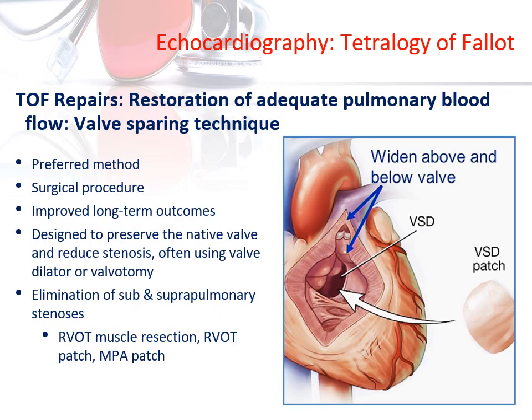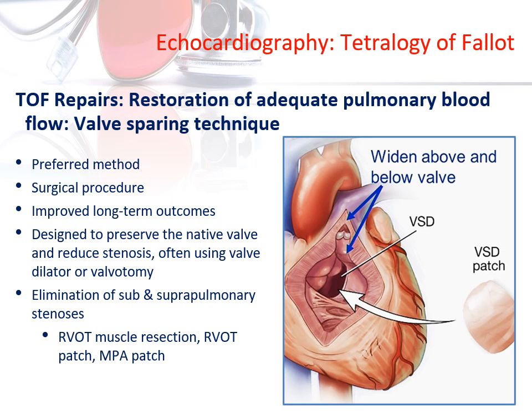Okay, so let's talk about restoration of adequate pulmonary blood flow. And the first thing we're going to discuss is the valve sparing technique. This is the preferred method. It's a surgical procedure. It has improved long-term outcomes, and it's designed to preserve the native valve and reduce stenosis, often using a valve dilator or valvotomy.